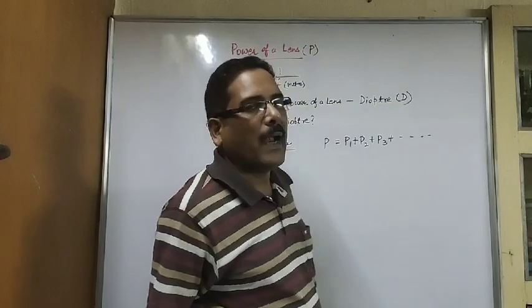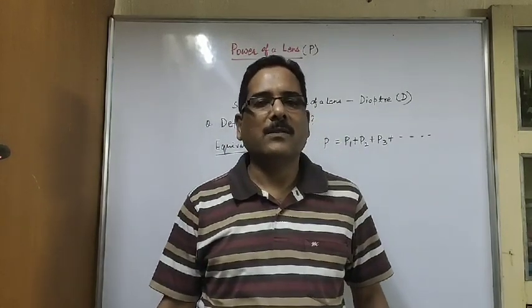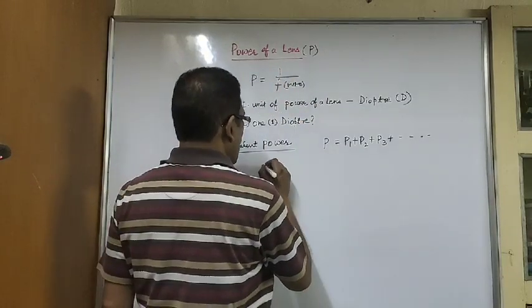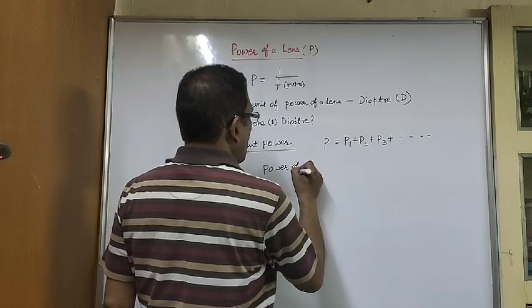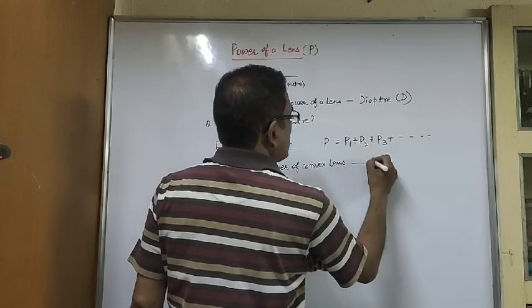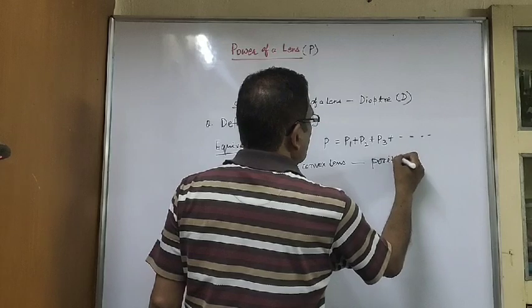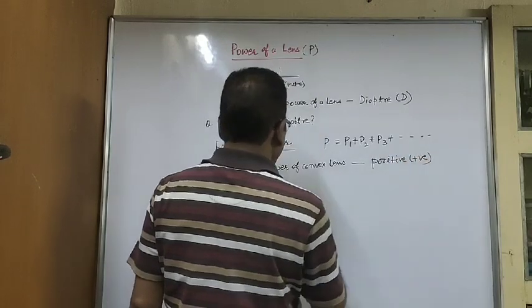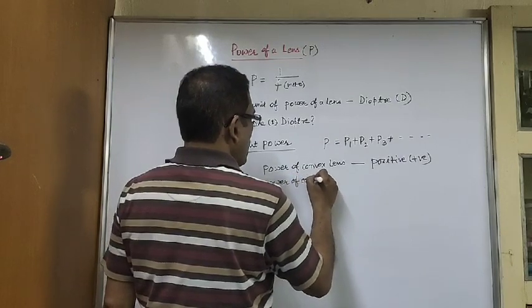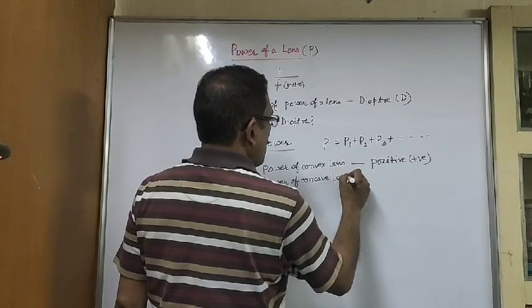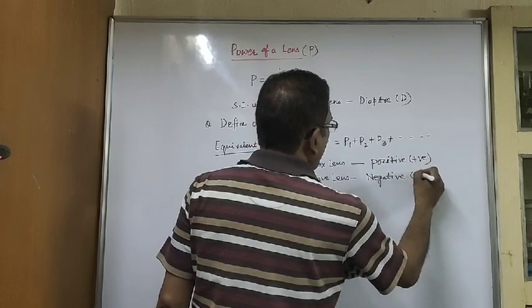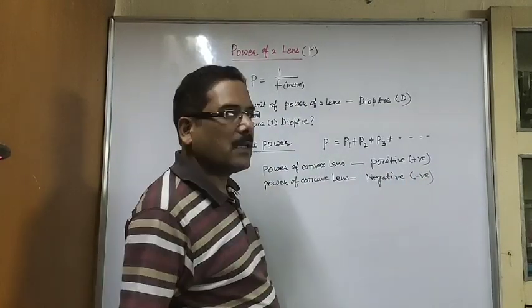So we have to add the individual powers of the lenses, and must remember that the power of a convex lens is positive, while the power of a concave lens is negative. Power of a concave lens is negative.